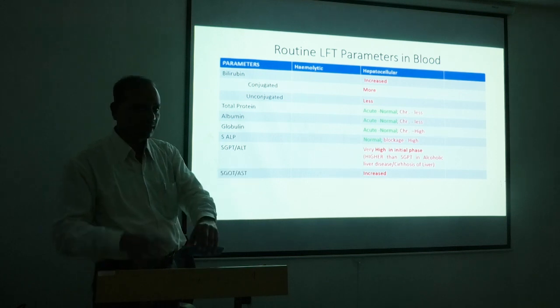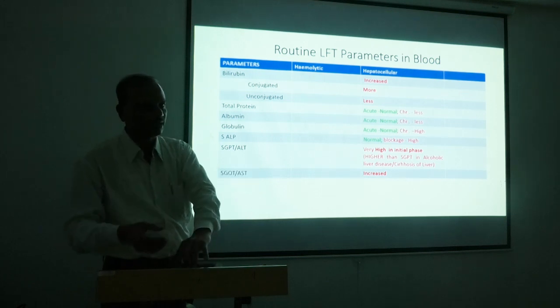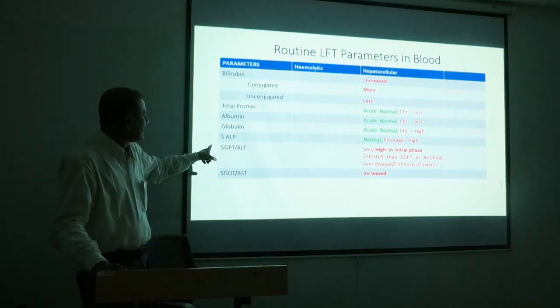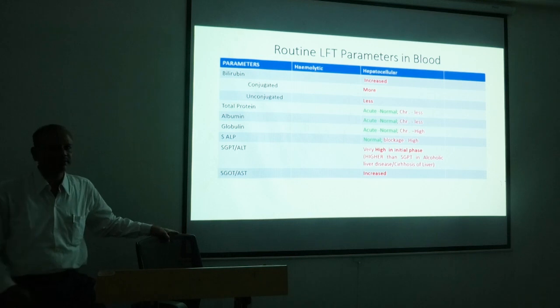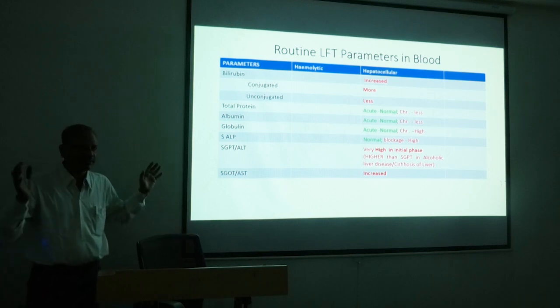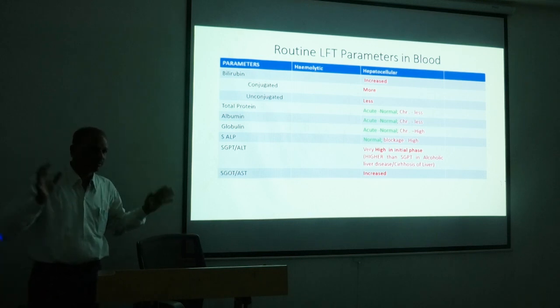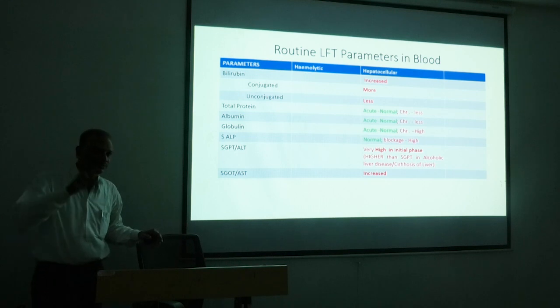But when there is pure obstruction, then it will be truly high. The ALT level will be very high in the initial phase. Why the initial phase? Because the liver is a very big structure. Whatever bilirubin has been there, that has been conjugated.